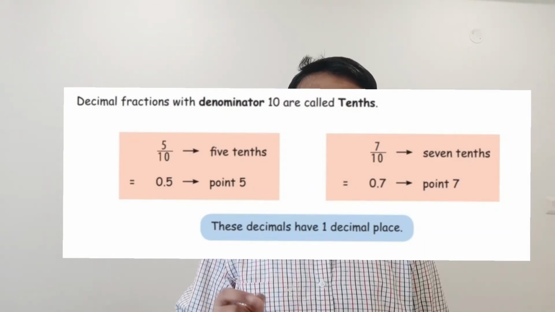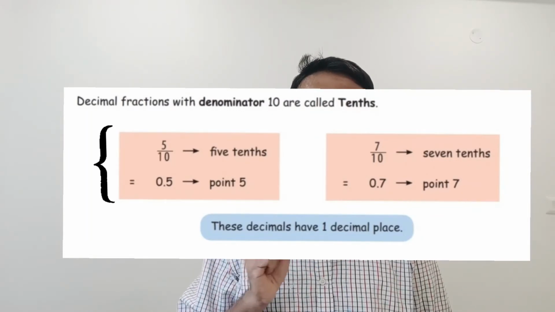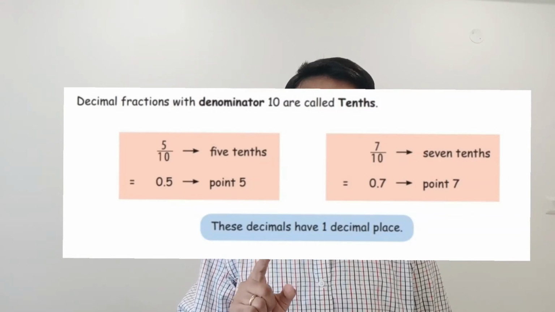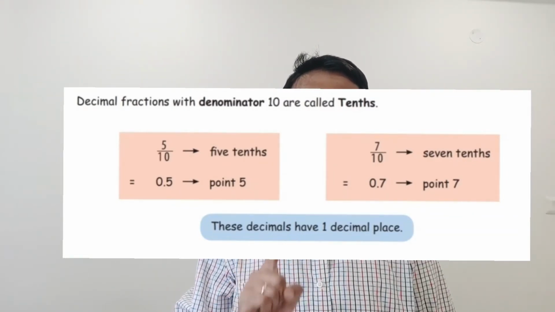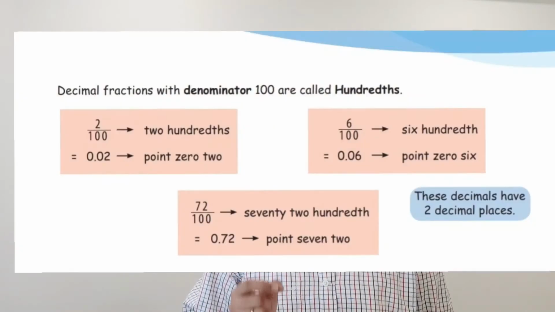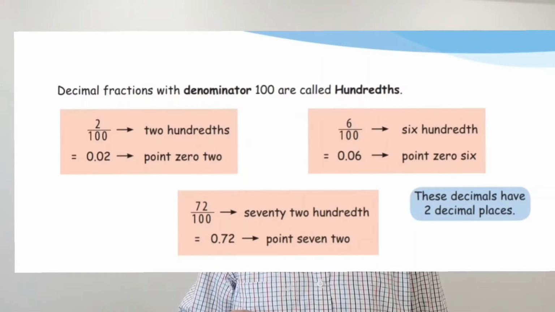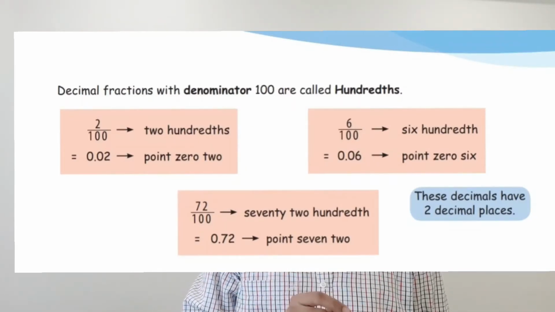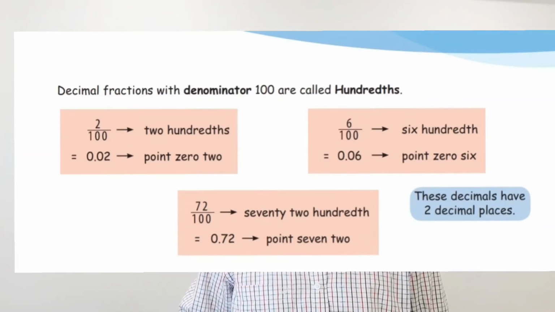Now, decimal fractions having denominator 10 are called tenths. For example, 5 by 10, we can write it as 5 tenths. Or you can also write 5 by 10 as 0.5. So if you can notice, these decimals having denominator 10 have only one decimal place. Decimal fractions having denominator 100 are called hundredths. For example, 3 by 100 will be 0.03. As you can see, the denominator is 100. We will have 2 decimal places.